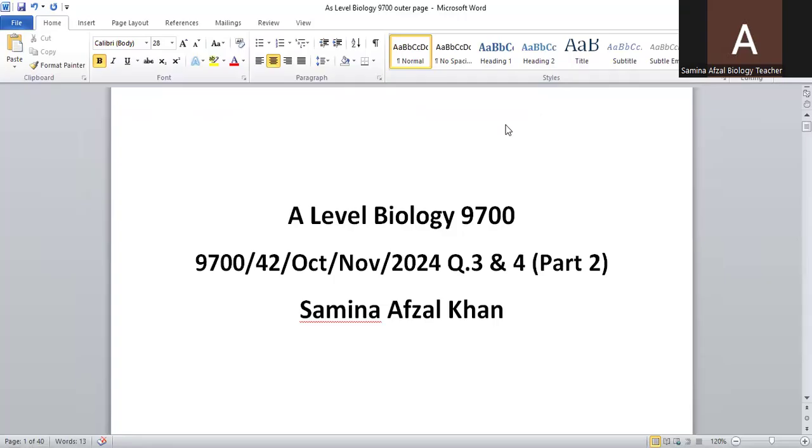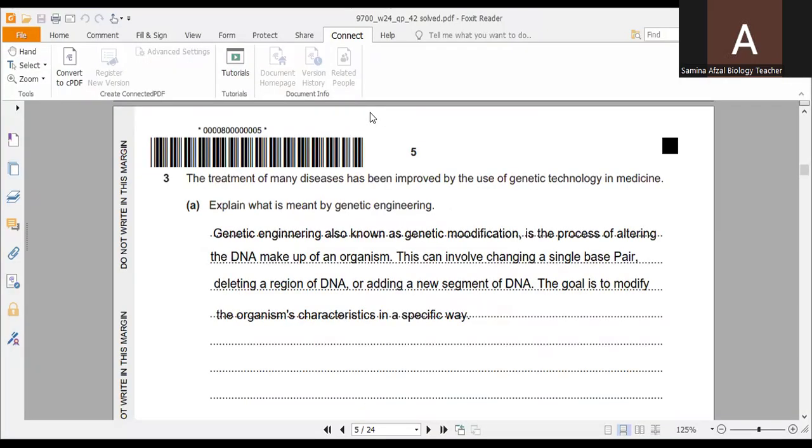A-Level Biology 9700, Paper 4, Variant 2, October/November 2024, questions number 3 and 4. First of all, we will discuss question number 3, which is a very simple question. The treatment of many diseases has been improved by the use of genetic technology in medicine. Explain what is meant by genetic engineering.